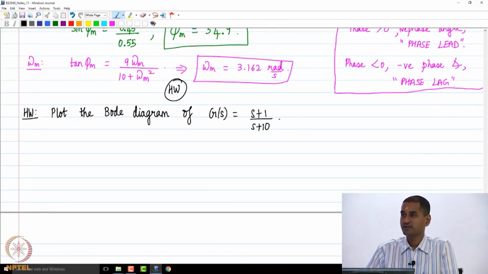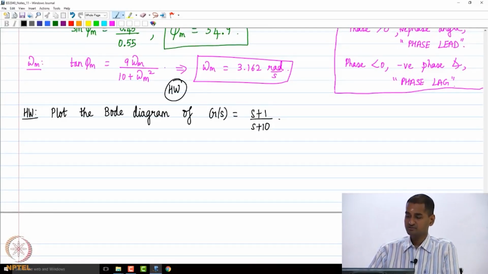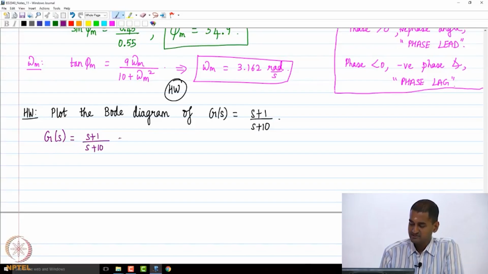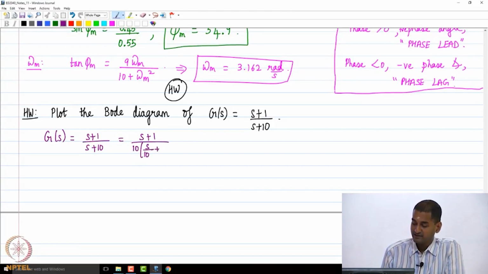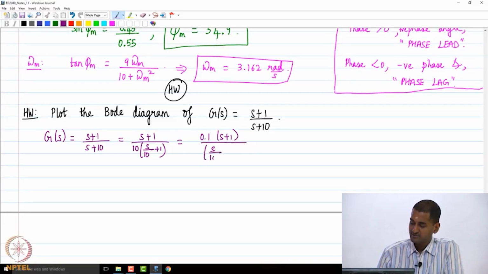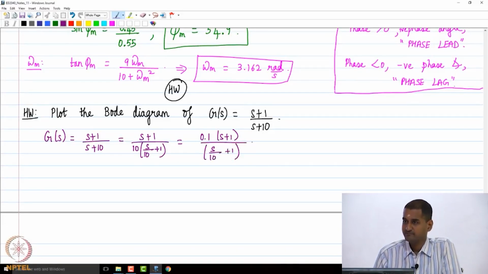I think we have already discussed Bode diagrams in detail, we have done an example in class also, but let me get you started. How do you plot the Bode diagram? Of course, you need to divide into particular factors. So what do we do? If G of s is this, I need to rewrite it in the standard form. I can pull 10 out from the denominator. So I am just going to get 0.1 s plus 1 divided by s by 10 plus 1, correct. Do you agree?